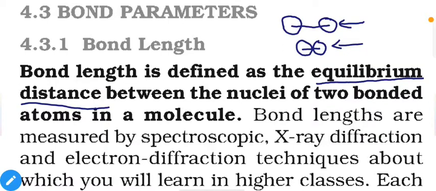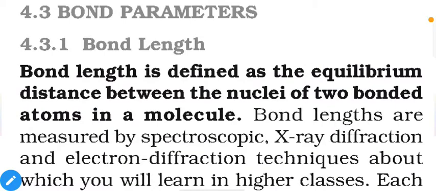Just like when you hold a rubber band in your hand, initially the distance between your hands holding the rubber band without stretching is, let us say, 2 centimeters. When you stretch the rubber band, the distance between your hands increases, and let us say it is 5 centimeters. So this represents the stretched position and this represents the resting position. The equilibrium distance, the average of the maximum and minimum, will be the bond length.